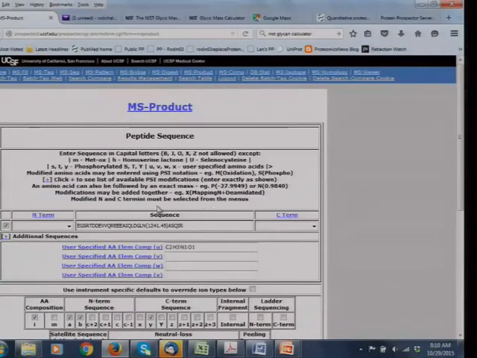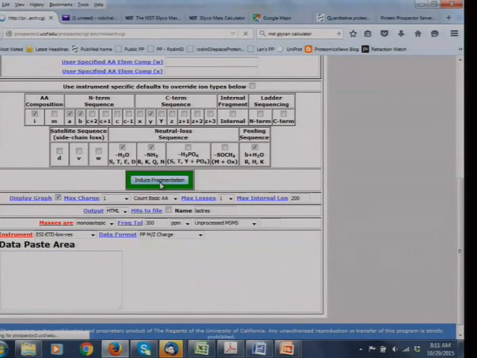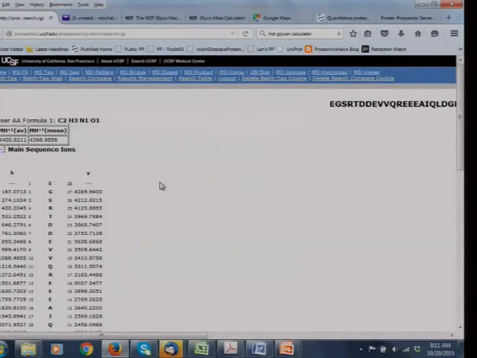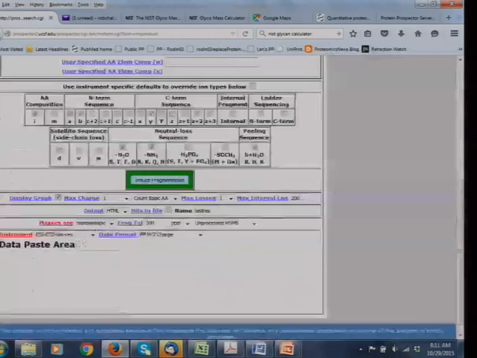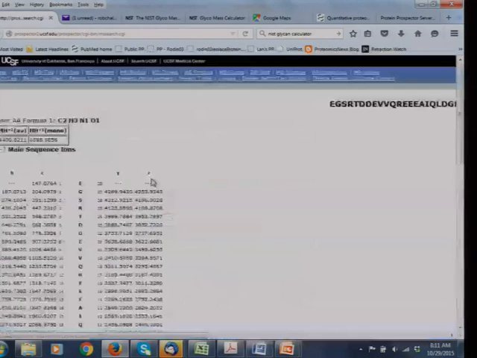So I've typed in the sequence of the peptide here, and I've put this mass shift on the N, and then I can tell it what type of fragmentation I used. So if I tell it ETD, it's going to give me a list of the potential fragment ions I might see. Okay. So it's going to give me the list of what the potential B's, C's, Y's, and Z's are here.